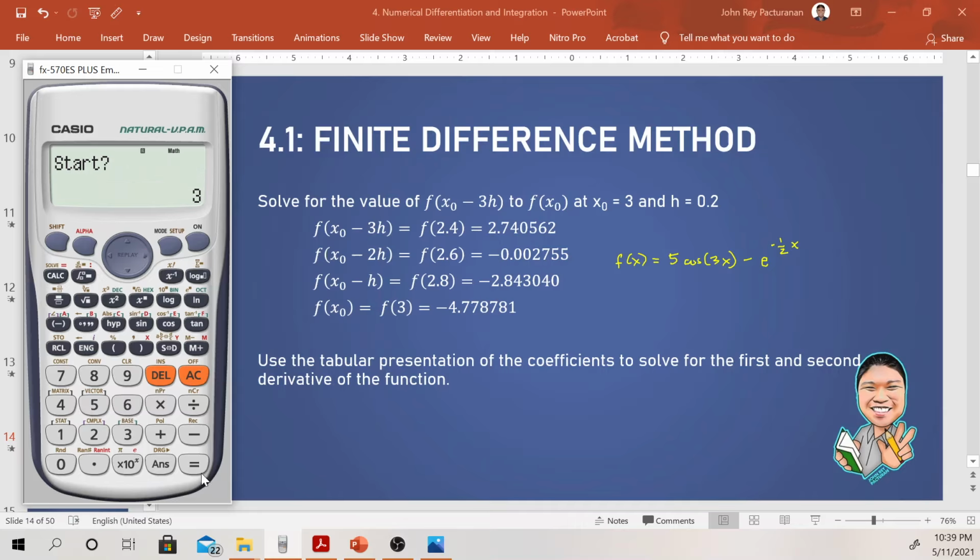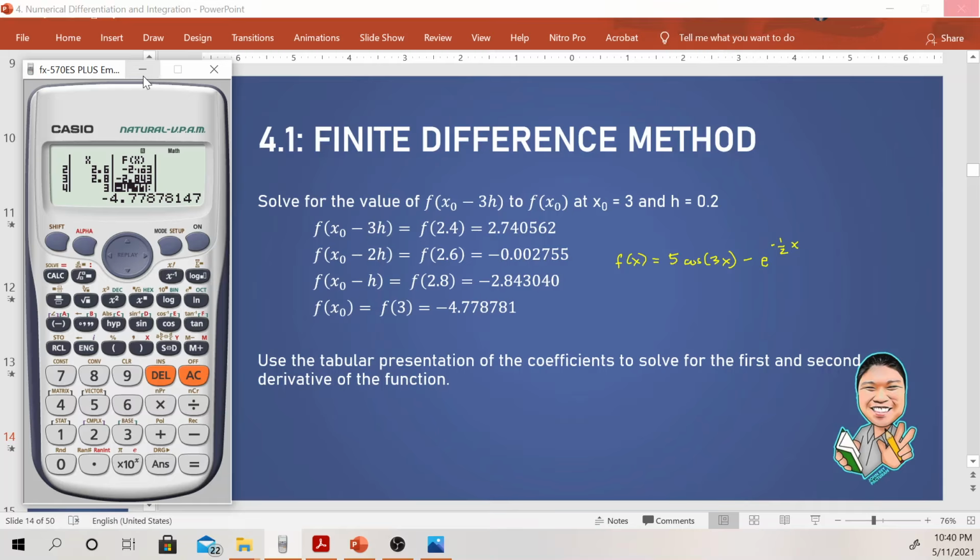But this time, it starts from x sub o minus 3h, so type 2.4, and the end is 3. The interval again is 0.2. If you're too lazy to substitute one by one, just calculate. So for 2.4, 2.740562. For 2.6, there it is, but we can shift it so it shows as a decimal. So, negative 0.002755, and here, negative 2.843040, and 3 is negative 4.778781.